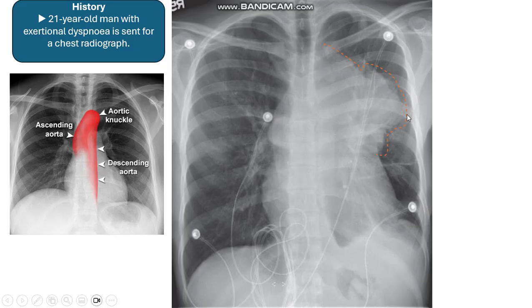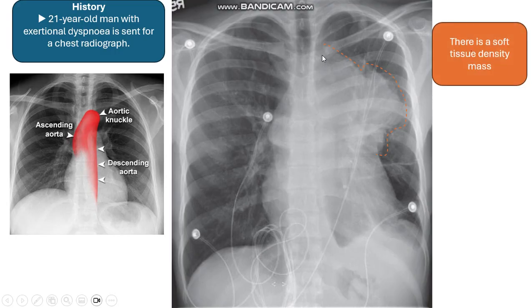Okay, so here this is a frontal chest X-ray of a 21-year-old man with exertional dyspnea. So there is a soft tissue density mass, as you can see here. This soft tissue density mass is obscuring this one and this one, obscuring the aortic knuckle and the aortopulmonary window.